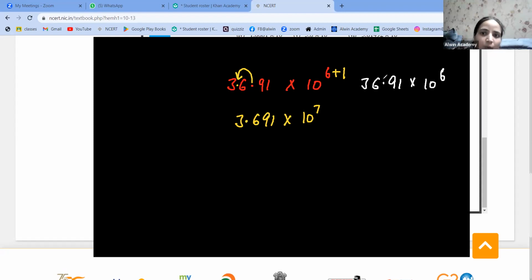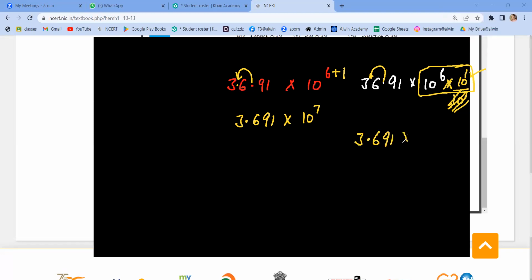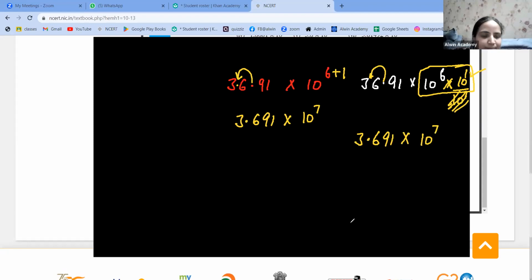When you are moving one step to the left, that means you are multiplying with 10 to the power 1 and dividing by 10 to the power 1, right? This is used up in moving it to the left. This one will reflect in the answer. And we know that when the bases are the same and there is a multiplication sign in between, powers get added up. So it will be 3.691 into 10 to the power 7.